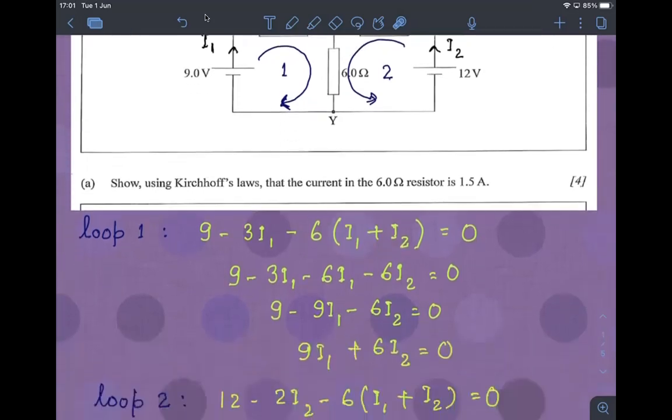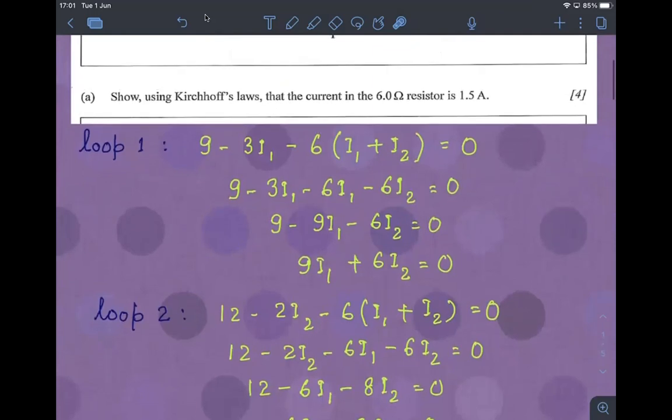Now you solve this equation. So try to rearrange this, and you have 9 minus 3I1 minus 6I1 minus 6I2 that equals 0. Then you have 9 minus 9I1 minus 6I2 is again equal to 0, or you get an equation 9I1 plus 6I2 is equal to 0. That's your equation number 1. Kindly note this equation. You have equation number 1 ready here.